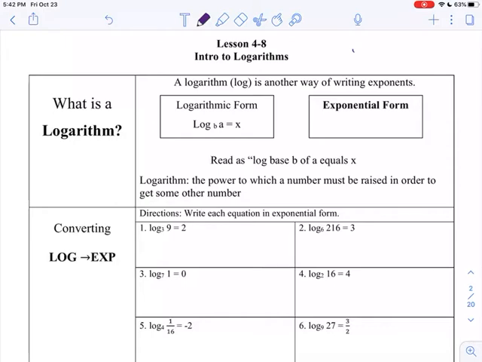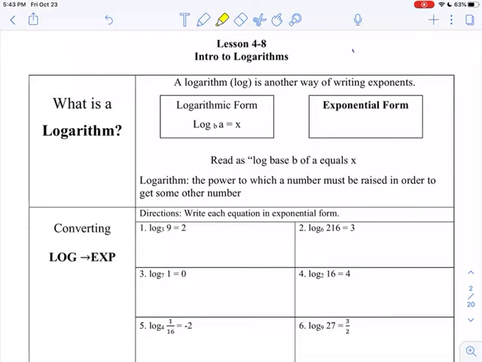A logarithm, we abbreviate it log, is another way of writing exponents. Basically, it's the power to which a number must be raised in order to get some other number. We use logs to solve for exponential equations. But we first need to understand exactly how this works. So we're going to practice converting logs to exponents and converting exponents to logs.